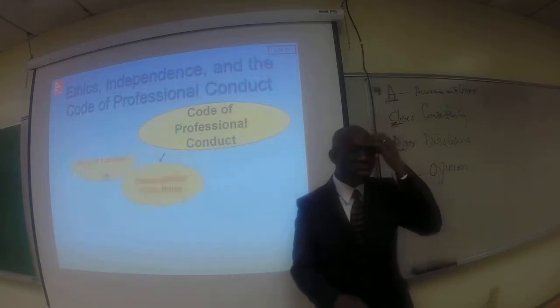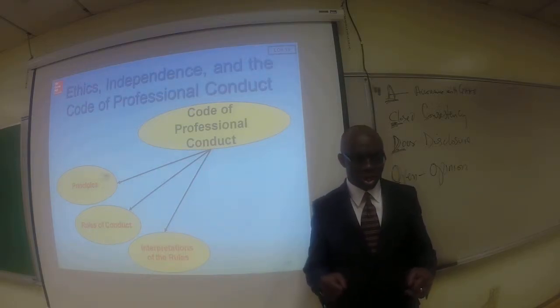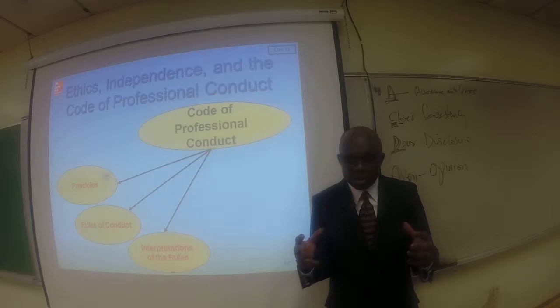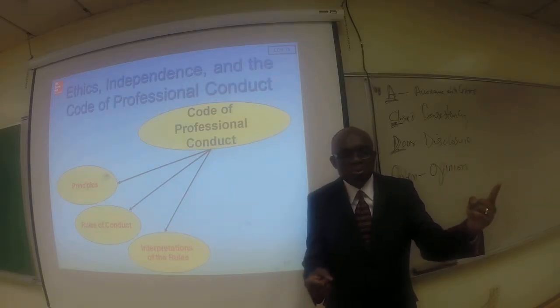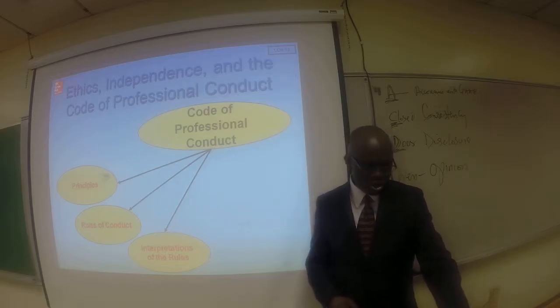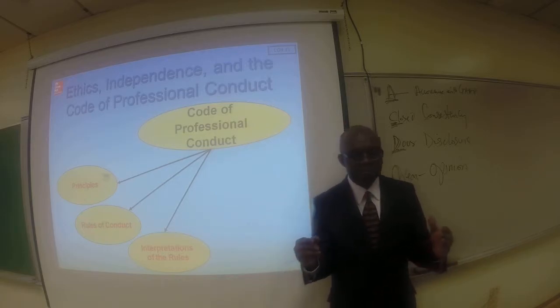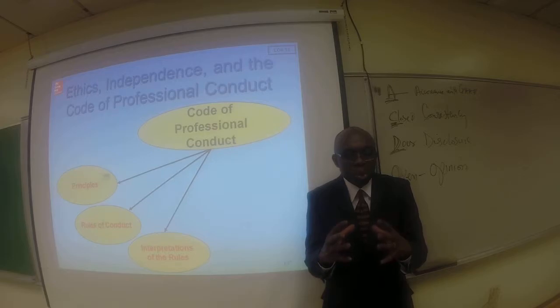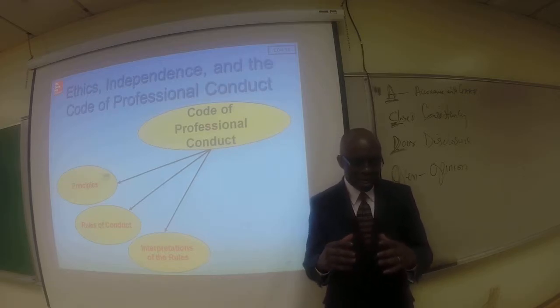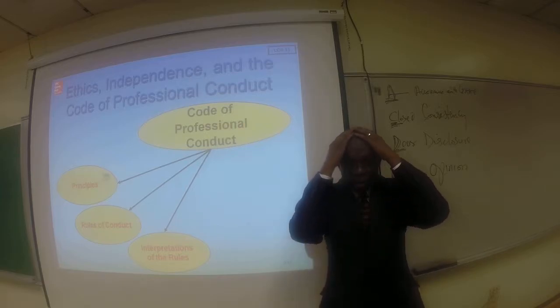Now, let's take a look at ethics, independence, and the code of professional conduct. Okay, so the code of professional conduct consists of three things. You have the principles, you have the rules of conduct, and you have interpretations of the rules. Now, what does that mean? Let's take a look at the principles. The principles of the Code of Professional Conduct basically provide the framework for the rules. What does that mean?